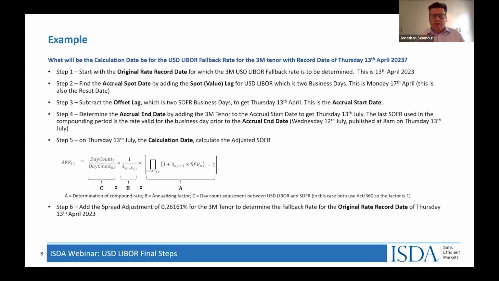Remember, we have to add the credit spread adjustment. So this has already been fixed and published. It's 0.26161% for the 3 month tenor. So on the 13th of July, we will publish the rate for the 13th of April for the 3 month tenor. So that's a step through of how the calculation works.